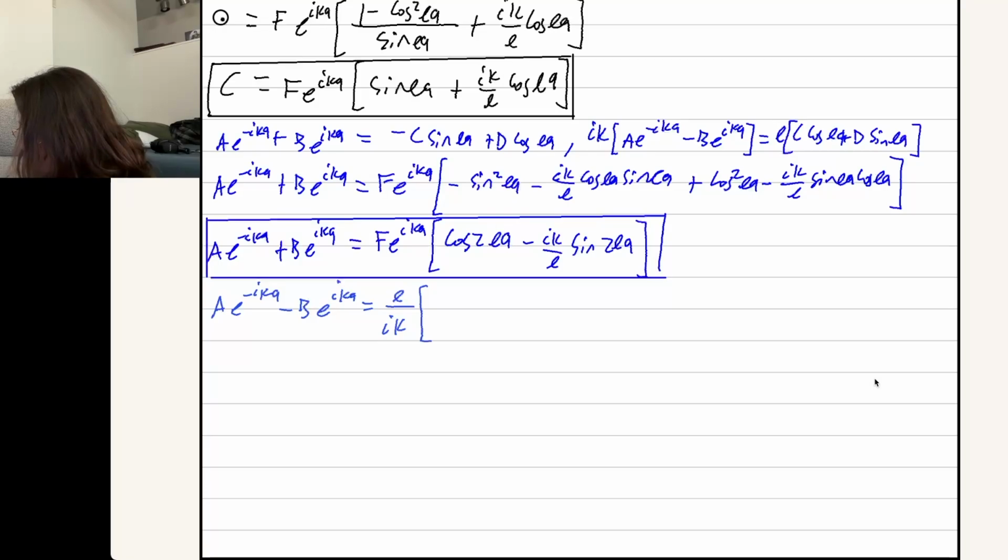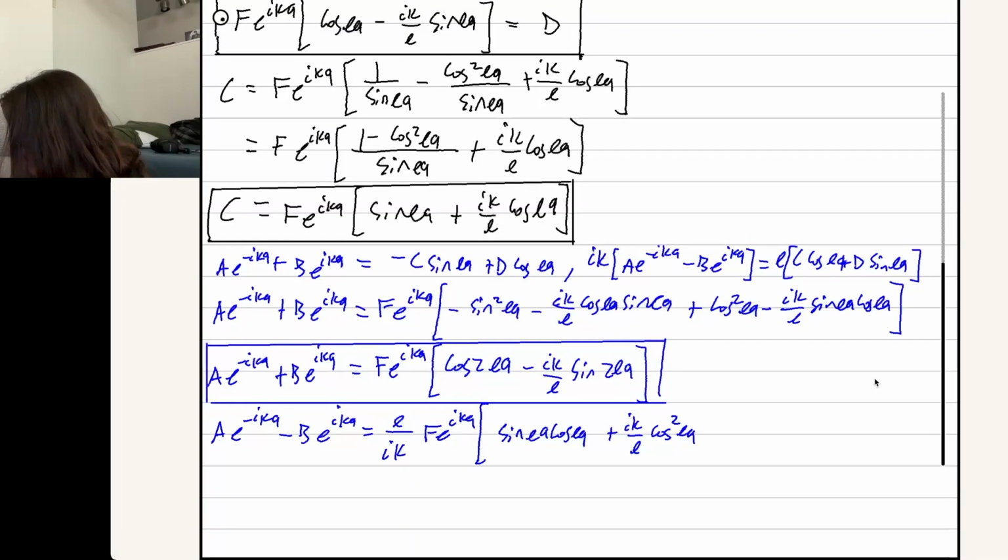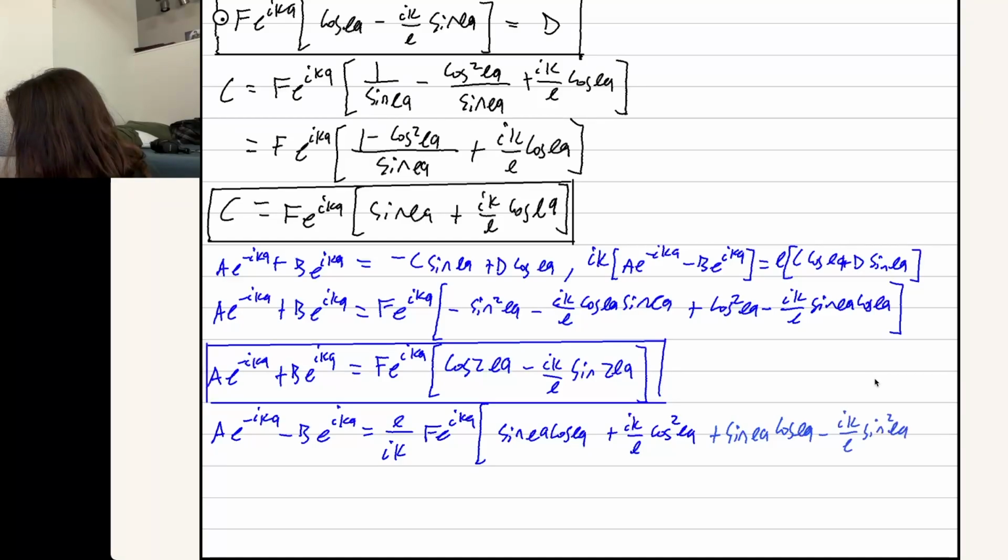So we're going to have all of these are going to be f e to the ika, right? So we have sine LA cosine LA plus ik over L cosine squared LA, and then the other term was d sine LA. So just looking back at what I had for d, it's plus sine LA cosine LA minus ik over L sine squared LA.